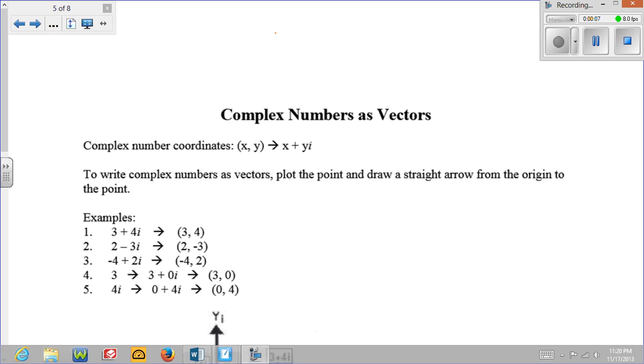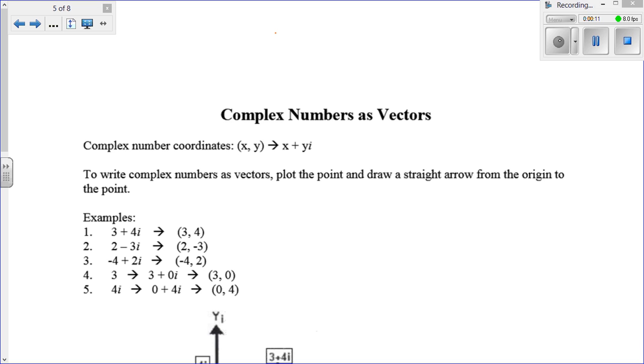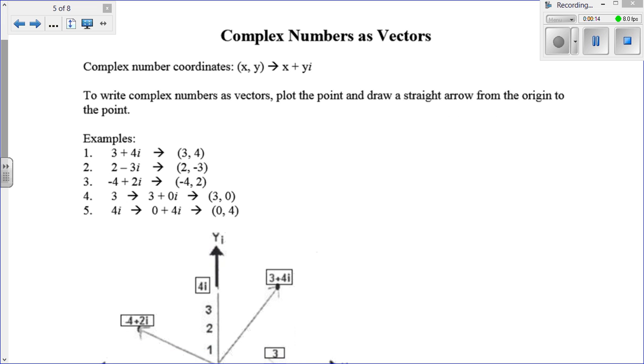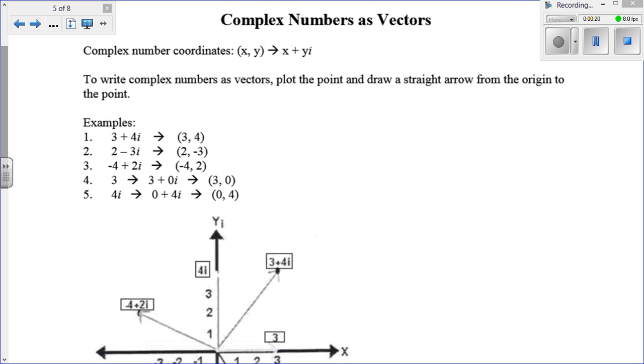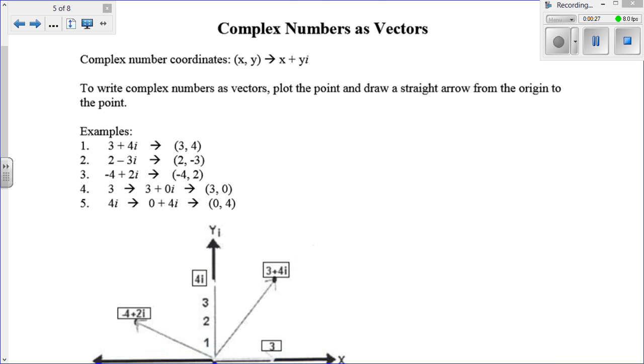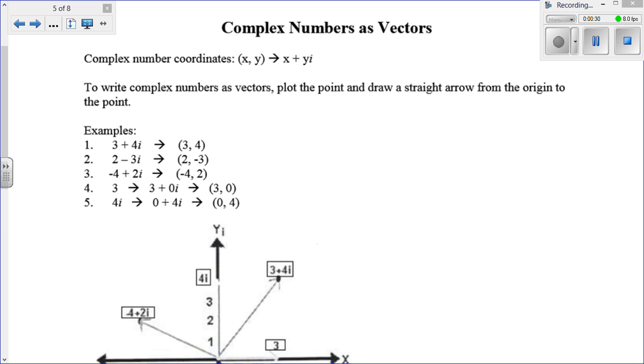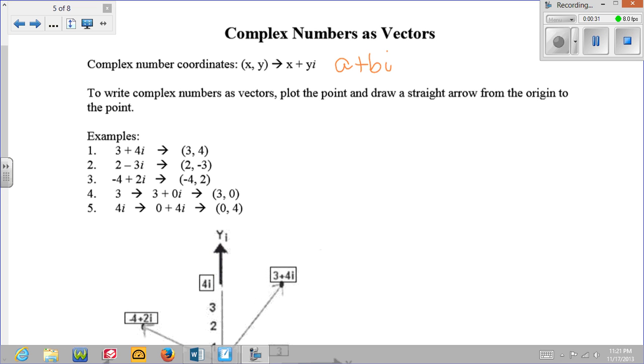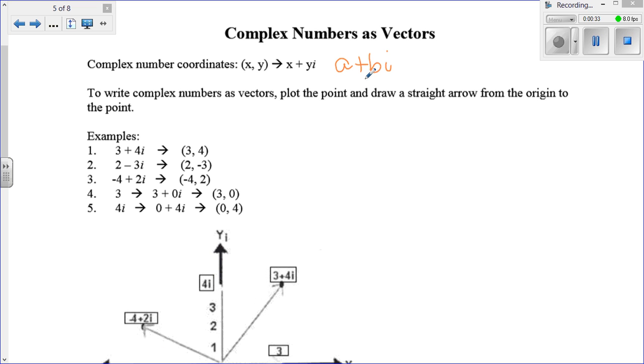Today we're going to talk about complex numbers as vectors. And that just means we're going to be putting complex numbers in the coordinate plane. A complex number is graphed as (x, y), and it's in the form x plus yi. We talked about it the other day as a plus bi form. Same thing as x plus yi.